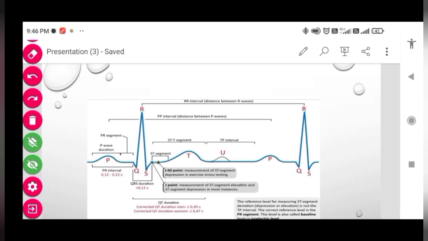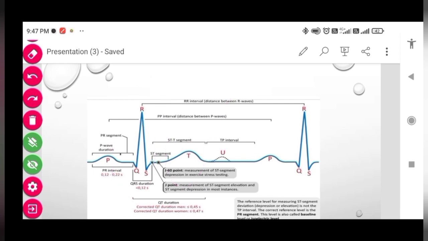Next, coming to the T wave. This is another positive wave which represents the ventricular repolarization. QRS wave is ventricular depolarization, and this is ventricular repolarization. I will explain what these terms, depolarization and repolarization, mean in the meanwhile. Till then, these are the positives.